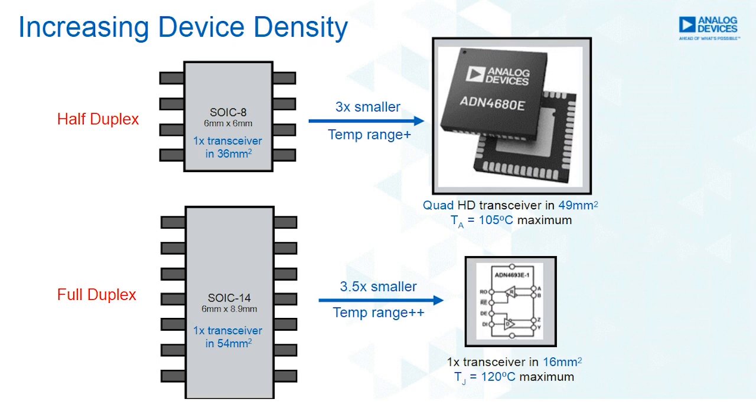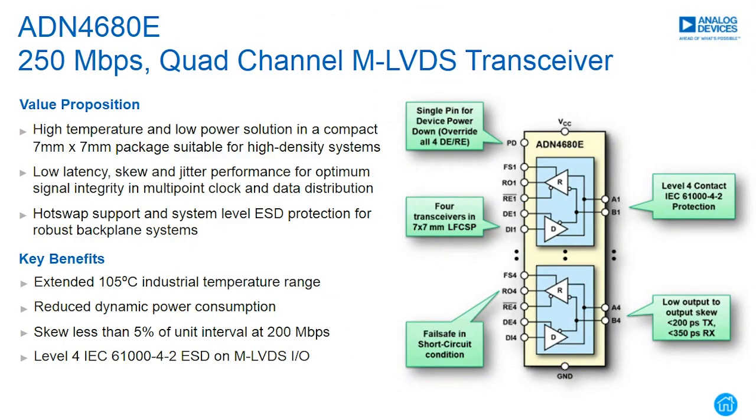The ADN4680 quad transceiver is 4 half-duplex M-LVDS transceivers in a single 7mm by 7mm LFCSP package. The data rate has been boosted versus the original family, moving from 200 megabits per second to 250 megabits per second. Minimal latency, pulse skew, channel-to-channel skew, and additive jitter maintain good signal integrity at these high data rates. And an extended temperature range of -40°C to 105°C is supported.